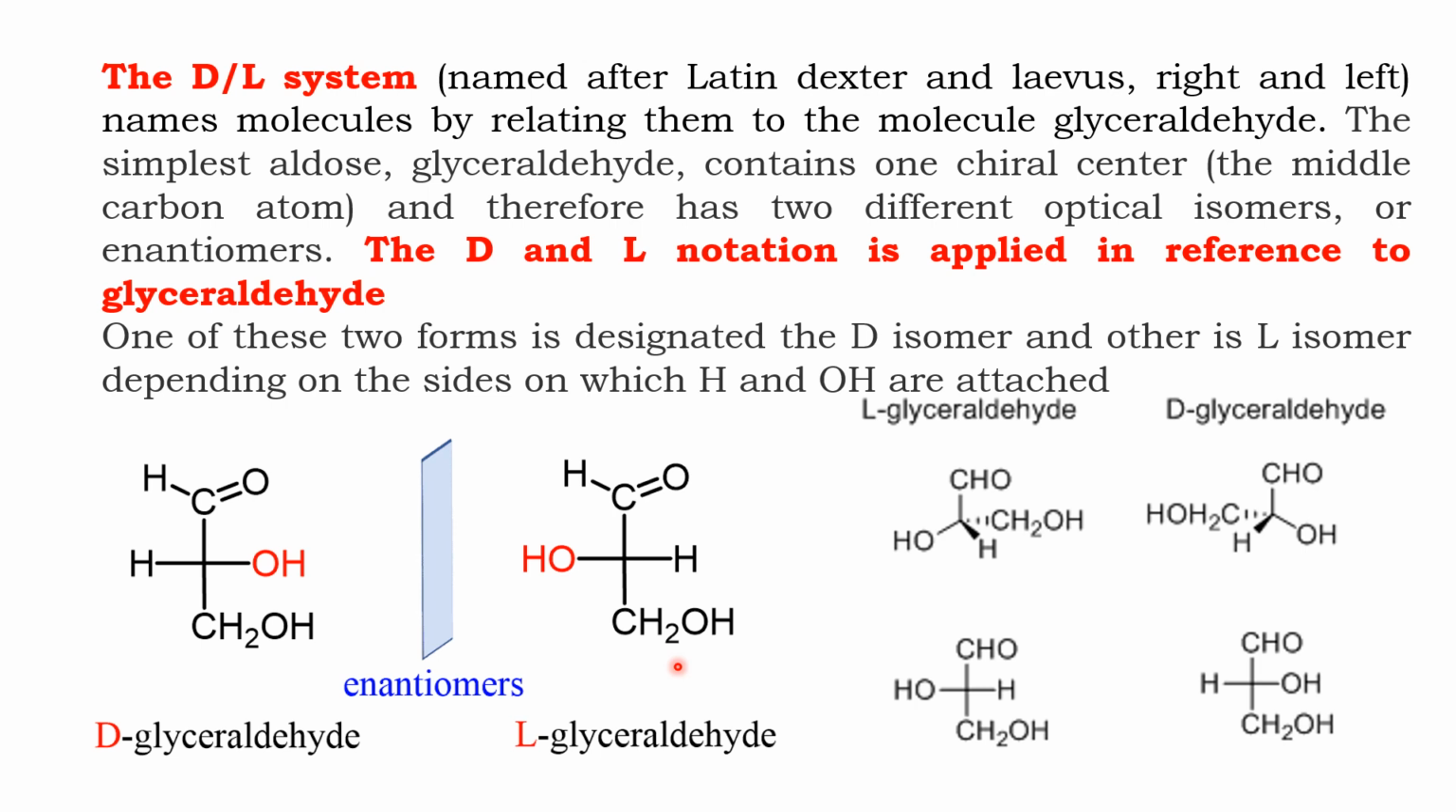I repeat, this capital D and capital L is not connected with optical activity. It is only connected with the position of the OH group of the glyceraldehyde. If the OH group is on the right hand side, it is called D-glyceraldehyde. If it is on the left hand side, it is called L-glyceraldehyde. And these two are basically enantiomers.